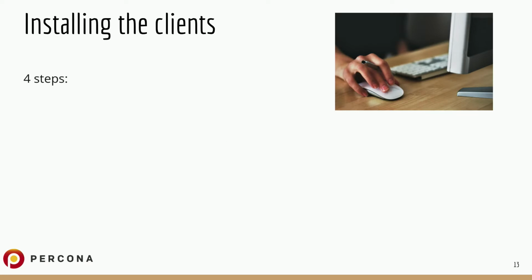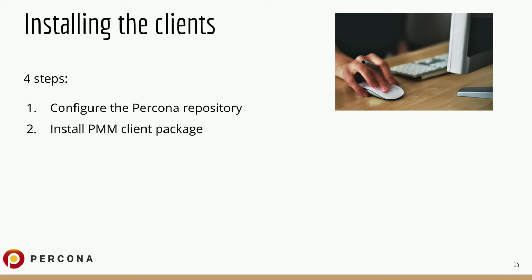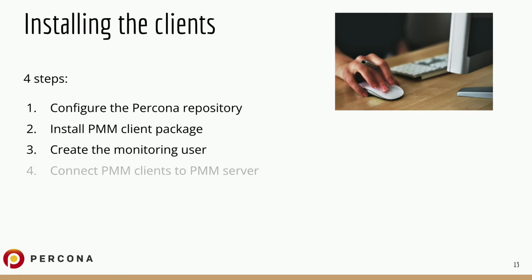For the client part, there's a couple of steps. First, we have to enable the Percona software repository, where we will pull the client package from. Or you can simply download this directly and then install it via yum or apt. Then you have to create a monitoring user inside MongoDB and give it the proper privileges for PMM to be able to gather the metrics, right? And finally, you connect the PMM client to the server.